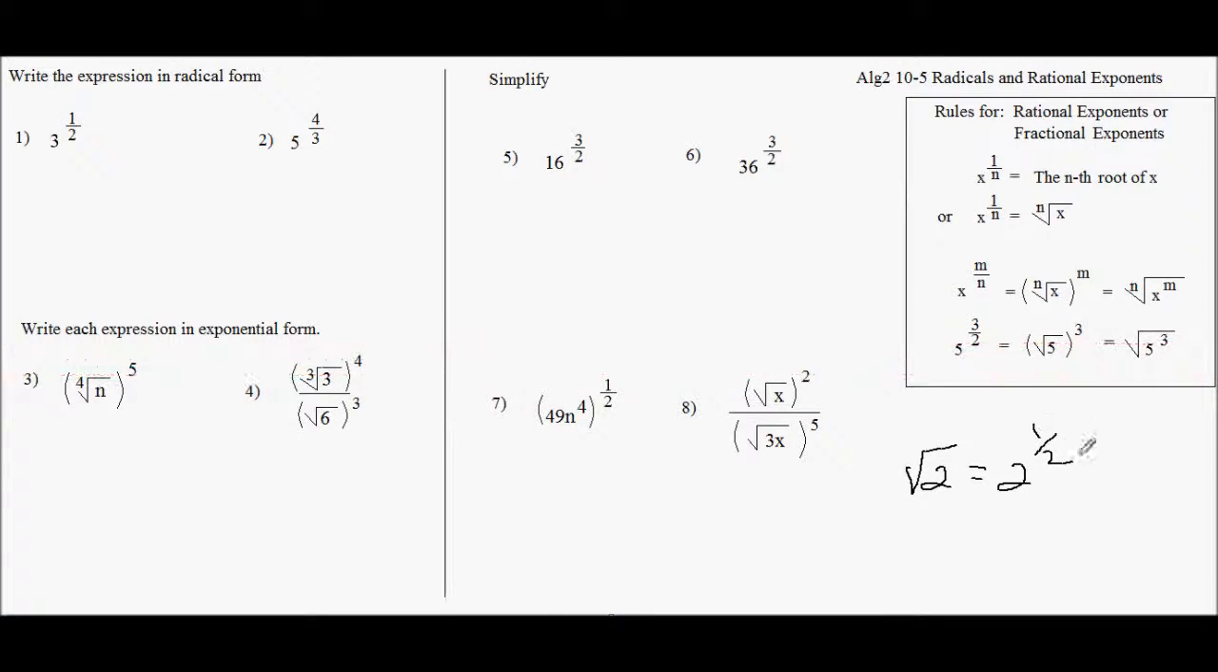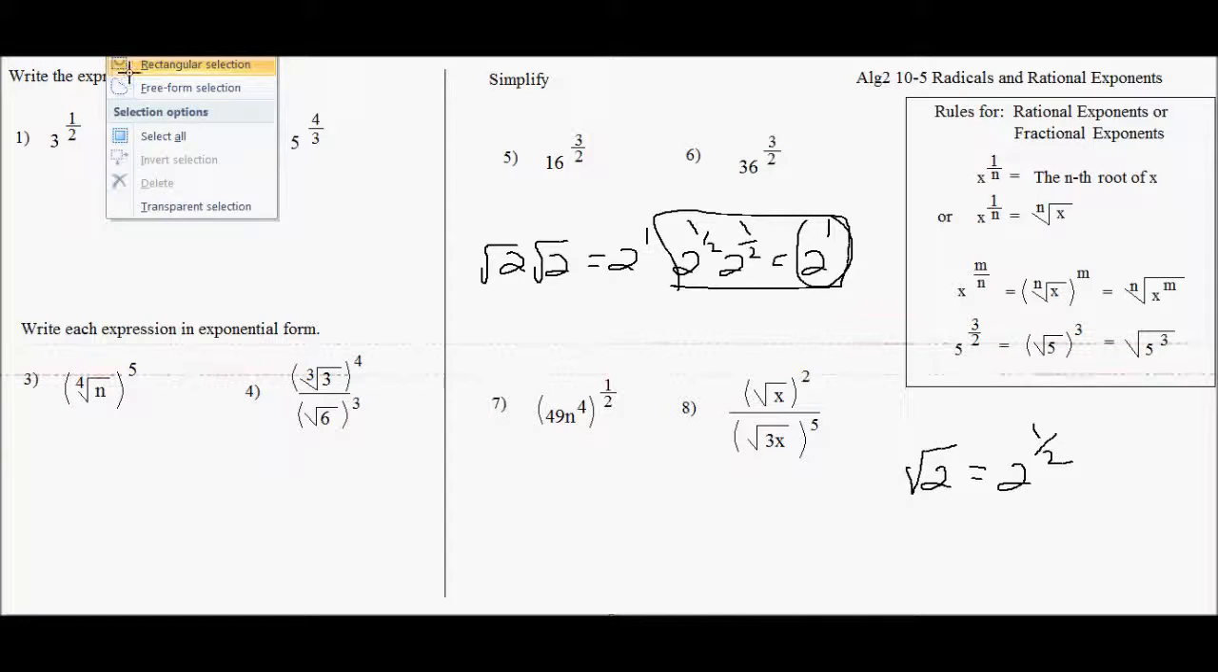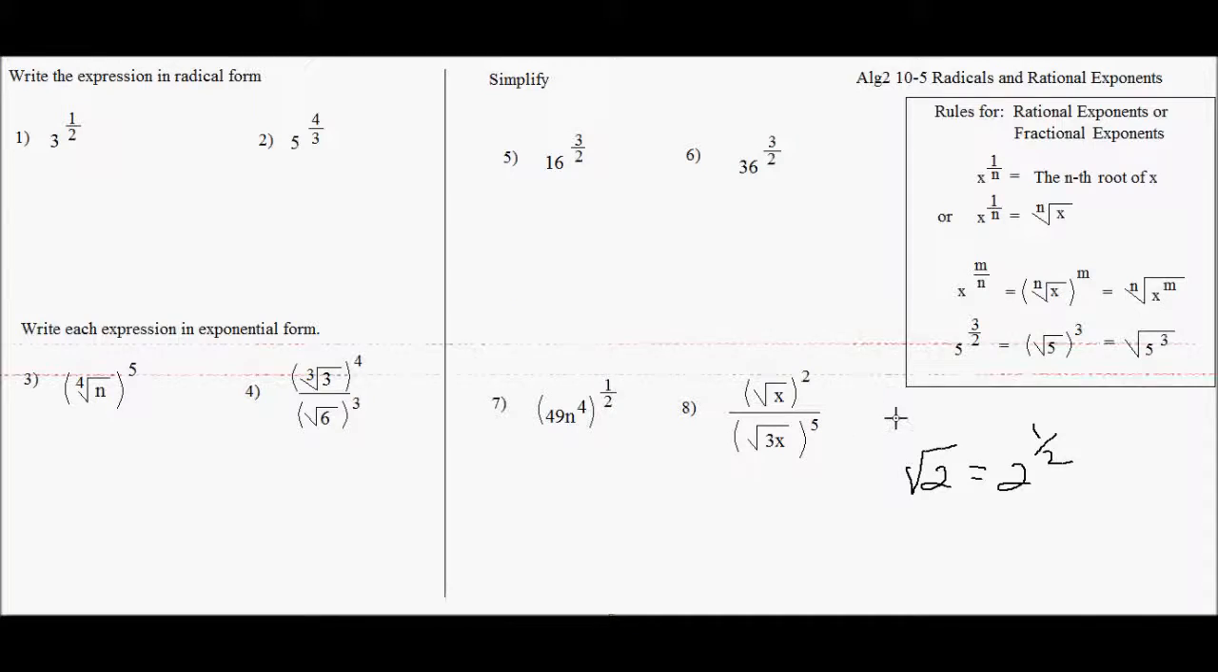And I was looking up and trying to figure out how this works. I guess it works because it works. So if we have the square root of 2 times the square root of 2, we know that's 2, or 2 to the first. Well, if I have 2 to the 1/2 power times 2 to the 1/2 power, the law of exponents says I add these. Well, 1/2 plus 1/2 is 1, right? So it works. I'm sure there are better explanations out there, but I think we're just going to go with that.